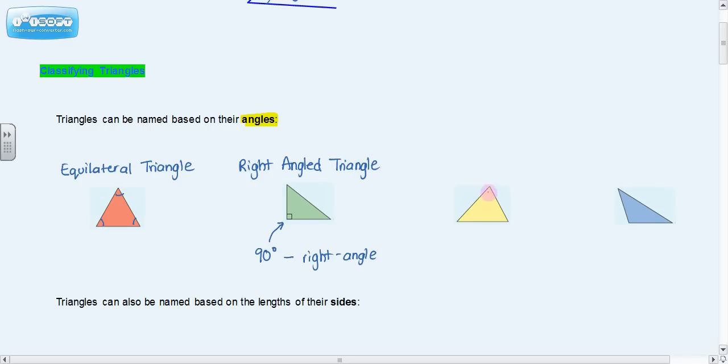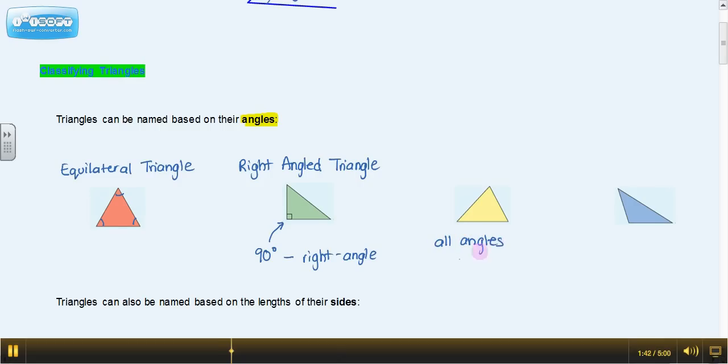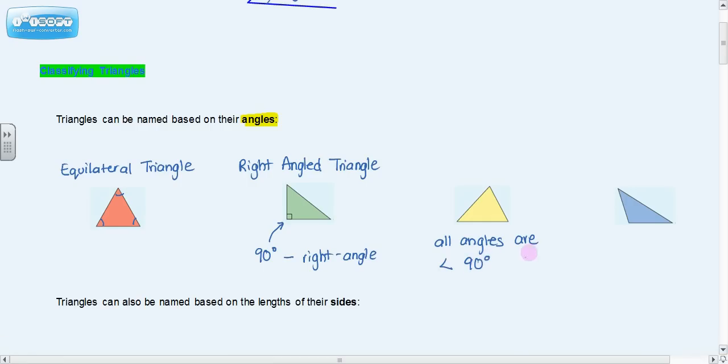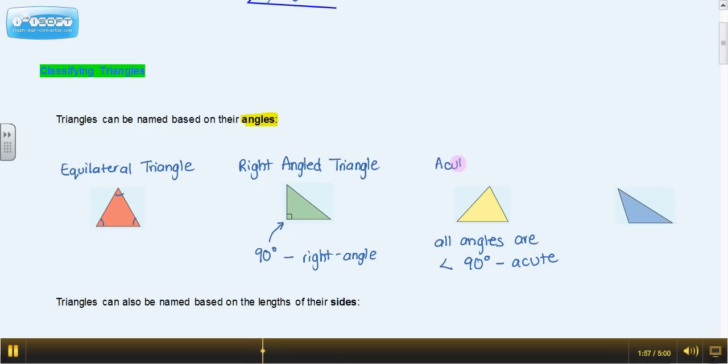In the next triangle, all these angles are less than 90 degrees. Angles less than 90 degrees are called acute angles. And because this triangle has all acute angles, it is called an acute triangle.